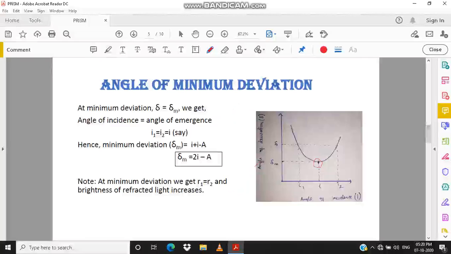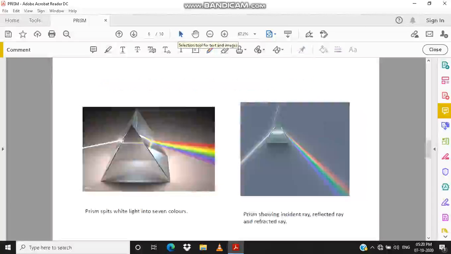Now we will see one such image. Here white light is incident on a prism and we see that it gets refracted into 7 different colors. The principle of the prism: what does a prism actually do? A prism breaks white light into 7 different colored lights.